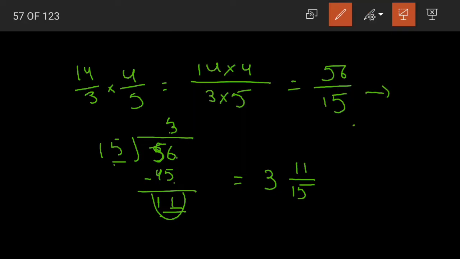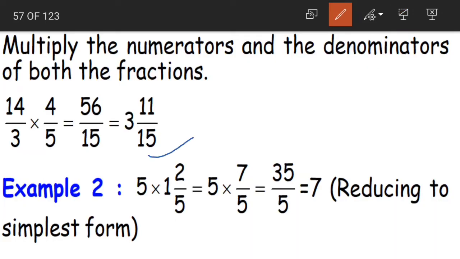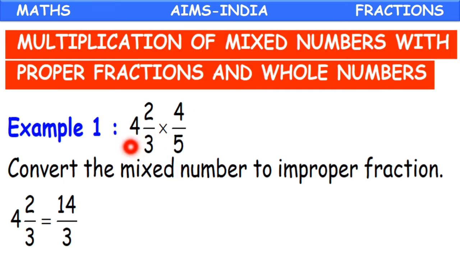If you observe here, in the improper fraction we had 15 as the denominator, so that will be the same in the mixed fraction as well. The whole number becomes the quotient and the remainder becomes our numerator. So 3 11 by 15 is the product of the given two factors. Understood, children? What was this? A mixed fraction multiplied by a proper fraction.